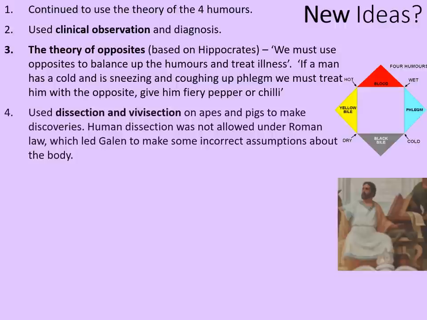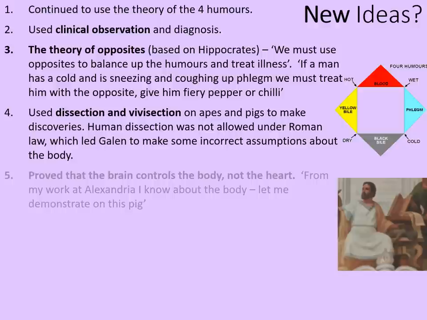He used dissection and vivisection on apes and pigs to make discoveries. Human dissection was not allowed under Roman law, which led Galen to make some incorrect assumptions about the body, some of which we'll come back to in a moment. What he had basically done is he'd observed certain things in apes or pigs or other animals and assumed that the same must be true to humans, and it often wasn't. However, one thing that he did manage is that he proved that the brain controls the body, not the heart.